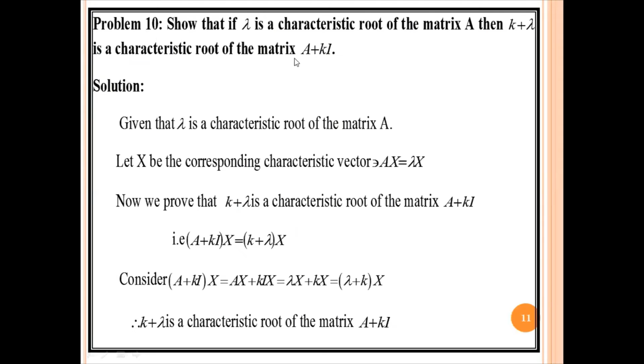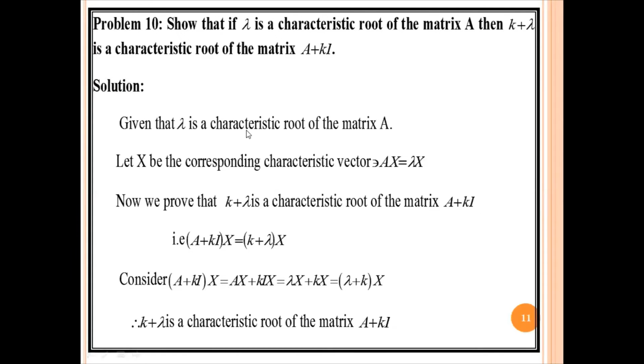A plus kI. So in place of A, we have taken A plus kI. So k plus lambda is a characteristic root of A plus kI. What do we have to prove? The determinant of A plus kI minus k plus lambda into I, into capital X, is equal to 0. Otherwise, we want to prove that condition, right?